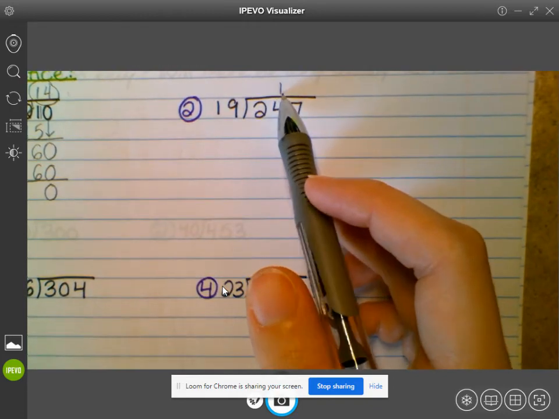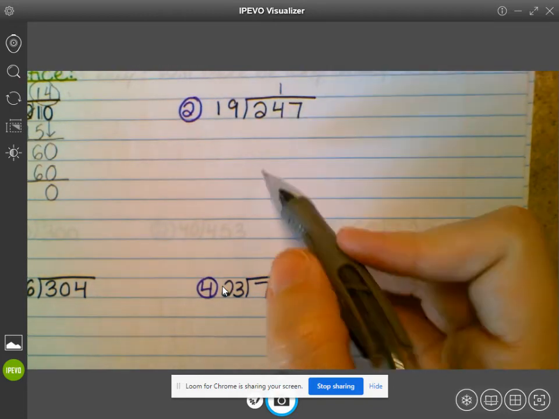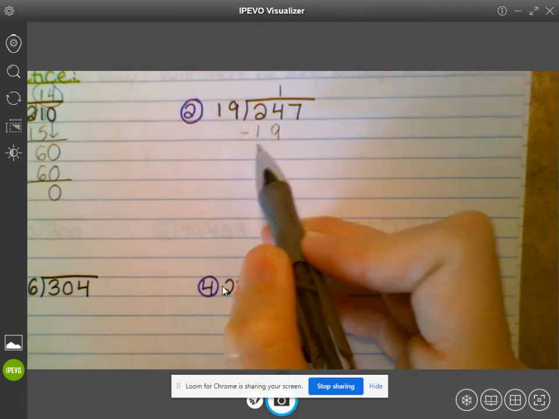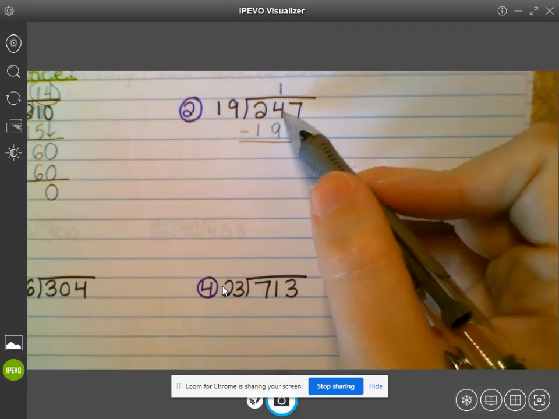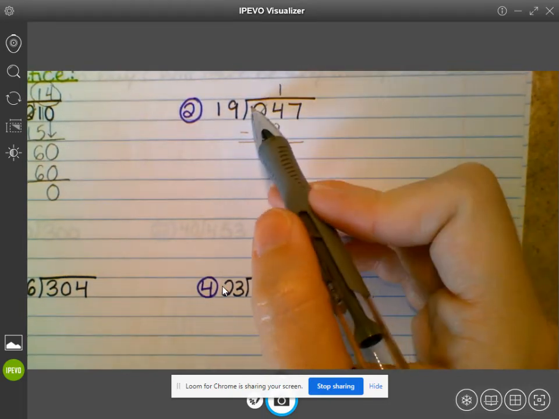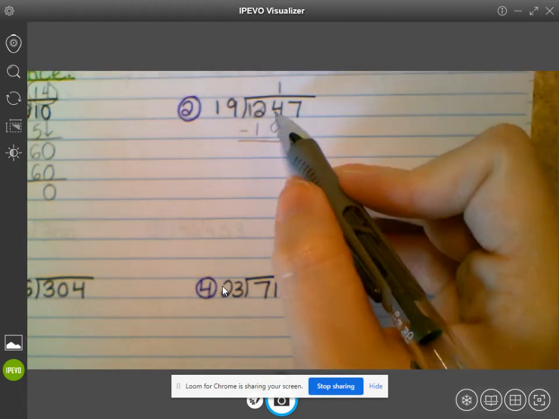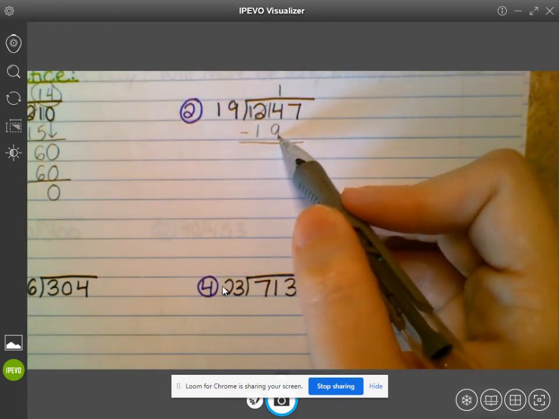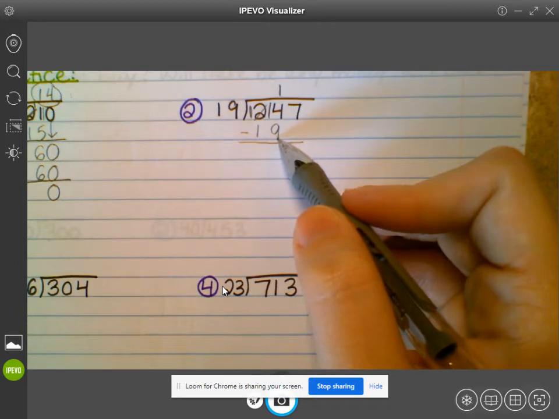19 times 1 is 19. So we'll subtract the 19. Well, we can't do 4 minus 9, so I come over to the 2. I borrow from it. That becomes 1. The 4 becomes 14. What is 14 minus 9, 5th grade? That is 5.